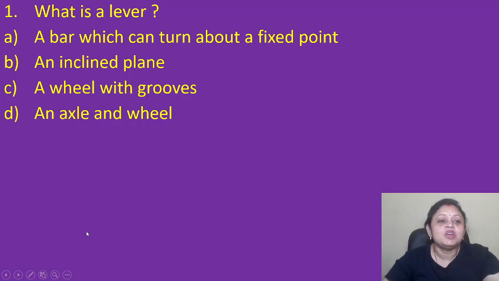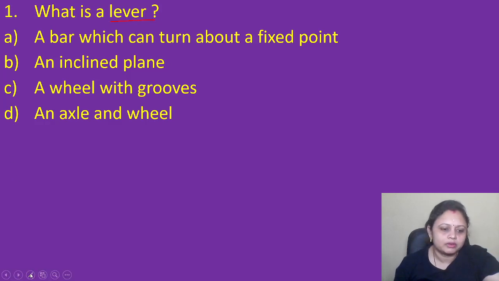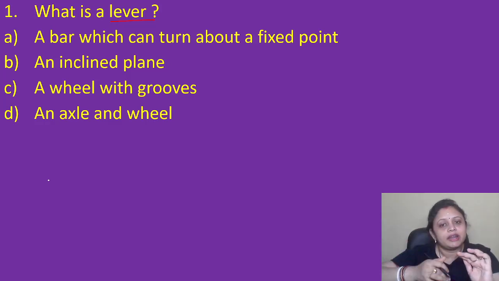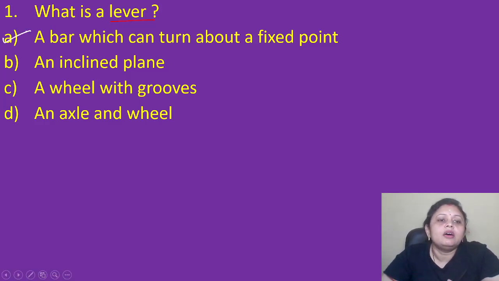Our first question, what is a lever? Option A, a bar which can turn about a fixed point. Option B, an inclined plane. C, a wheel with grooves. D, an axle and wheel. So, what is a lever? It is asked in the question. Okay. Yes. So, a lever, that is a bar. We can say it is a bar which can turn about a fixed point. Okay. Here the correct answer is option A. A bar which can turn about a fixed point.